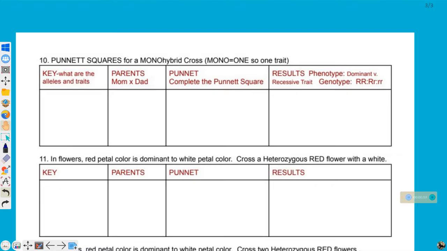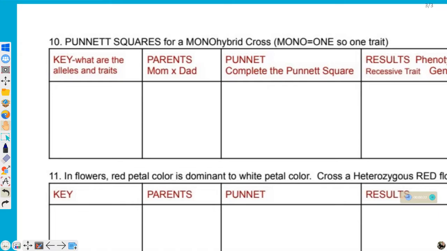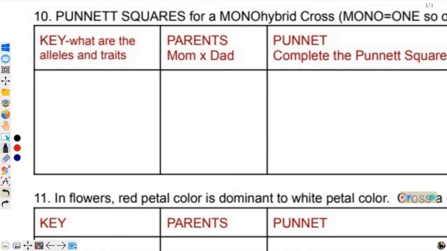So starting with number 10, we're going to do a monohybrid cross. We're just looking at one trait. That's what monohybrid means. And we're going to start by making our key. We are going to do the ability to roll your tongue as our trait. I'm going to start with our key for the alleles.